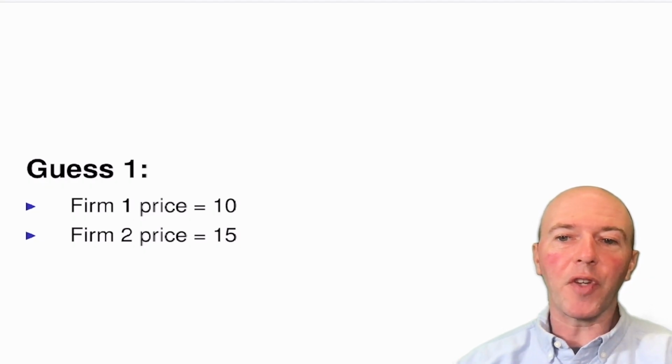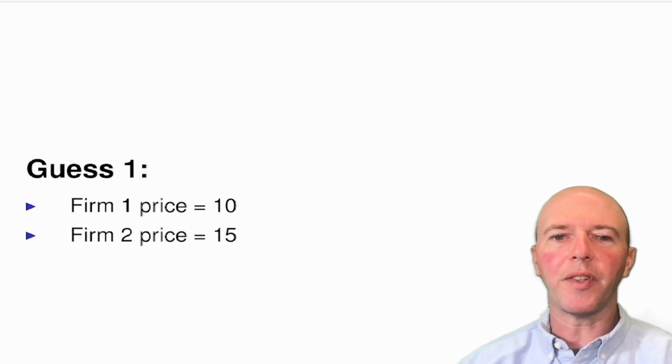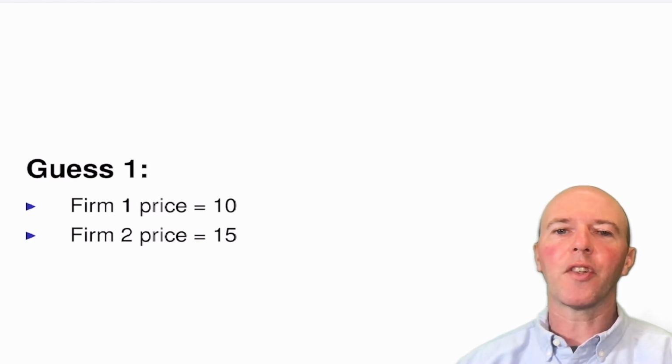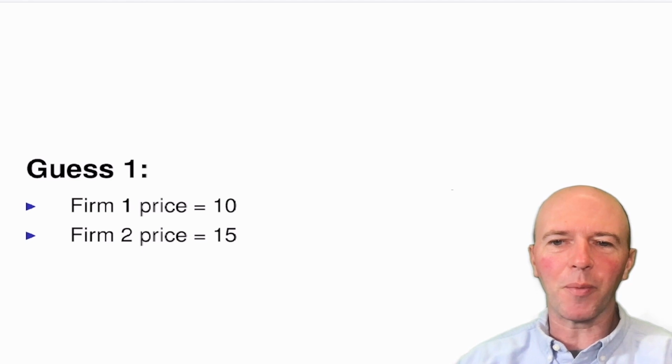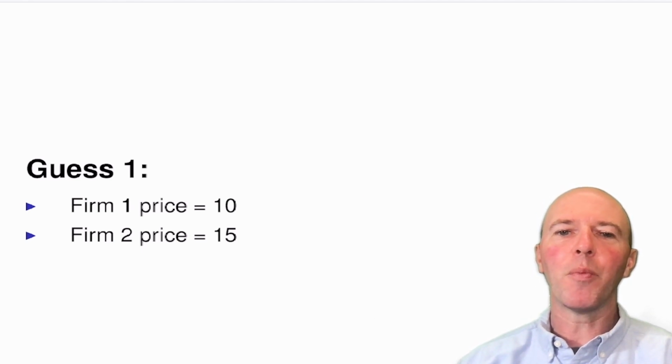All right, so you can guess whatever you want. I'm going to start with actually a really silly guess. Now remember, our costs are 20. So it'd be really stupid for a firm to set the price below their costs. But we want to see if there's some stupid equilibria. So how about if firm 1 sets a price of 10 and firm 2 sets a price of 15? Now we should expect somebody has an incentive to deviate. And of course they do.